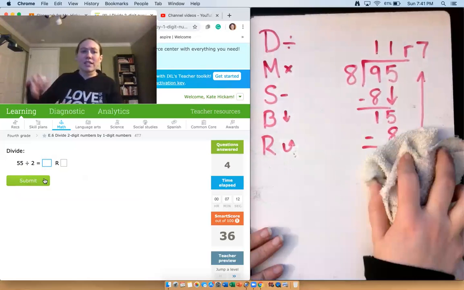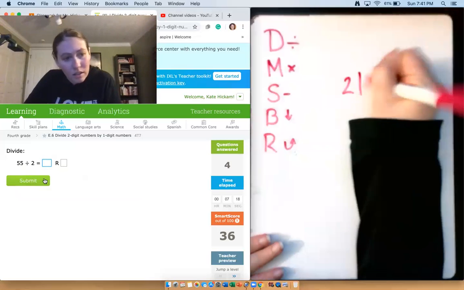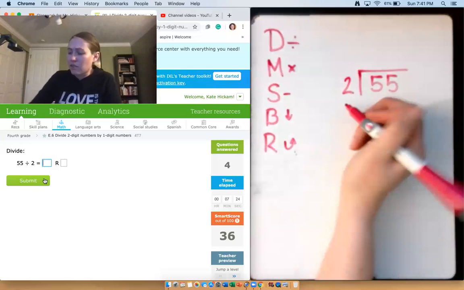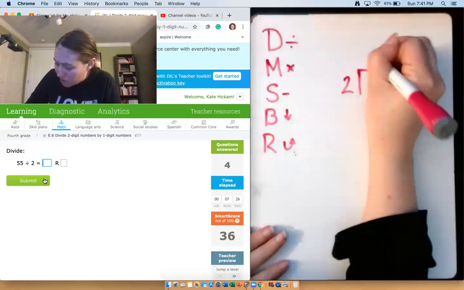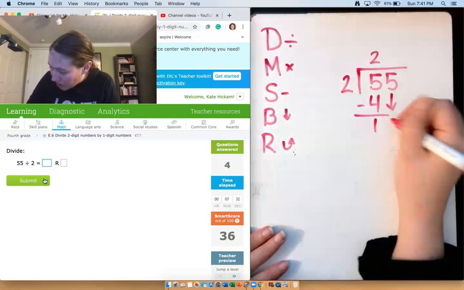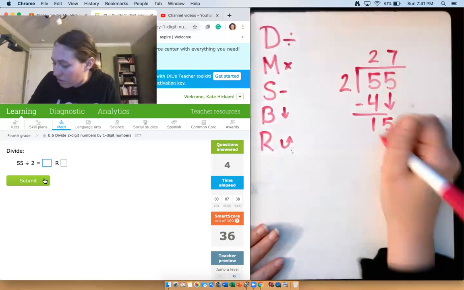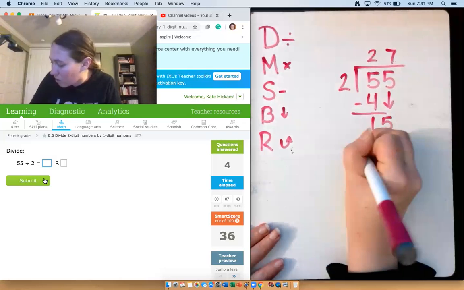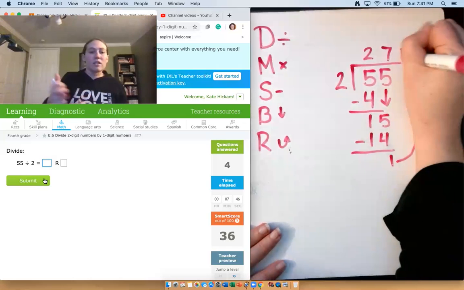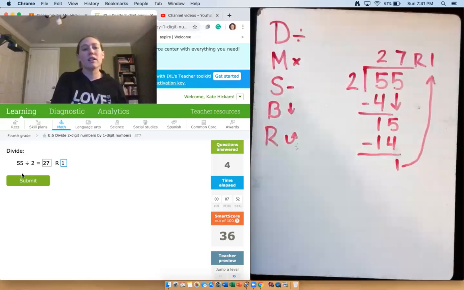55 divided by 2. Let's see if you guys can beat me on this one. 2 goes into 5 2 times. 2 times 2 is 4. Subtract and you get 1. Bring down the 5. 2 goes into 15 7 times. 2 times 7 is 14. Subtract and you get 1, which means my remainder on this one is going to be 1. So my answer is going to be 27. Move over to that other box, remainder 1.